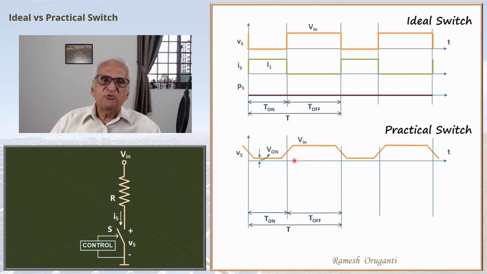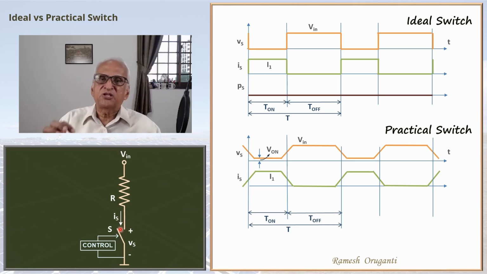If you look at the current waveform, when the switch is on, it will be Vin minus V on divided by R. Switch voltage is V on, so Vin minus V on divided by R. And during the off interval, of course, the current is practically 0. So the current waveform has the waveform shown. I have again marked it as I1 because I'm taking V on to be pretty small. So Vin minus V on by R will be practically close to Vin by R. So the current switches between I1 and 0.